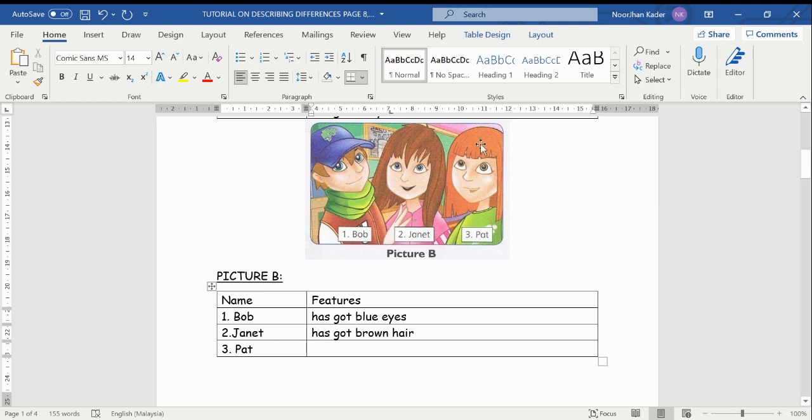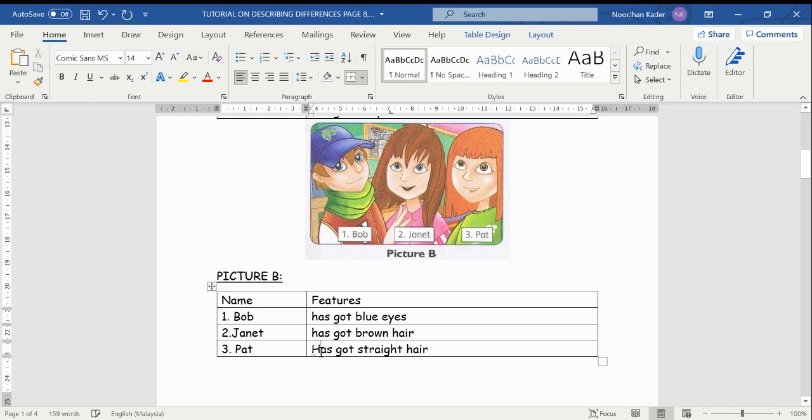Okay, and the last one, Pat. Okay, Pat, we can see clearly that she has got a doll-like feature. So actually, she has got straight hair. You see? Okay, so we type here, has got straight hair.